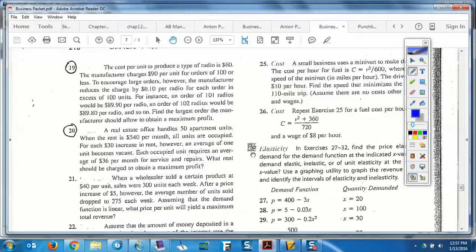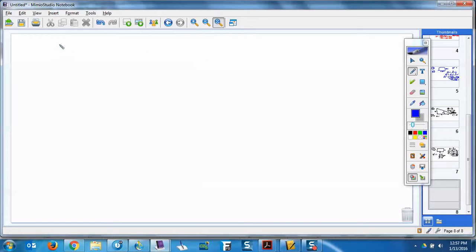And so really the key to these problems is finding that price equation, okay? Because the revenue is number of units, x, times the price. And then the cost a lot of times is just given to you. So if I look at the radios, it says that every radio costs me $60 to make. So what is my cost equation? 60x, right? 60 times the number of radios. And it says that I can charge $90 for each radio.